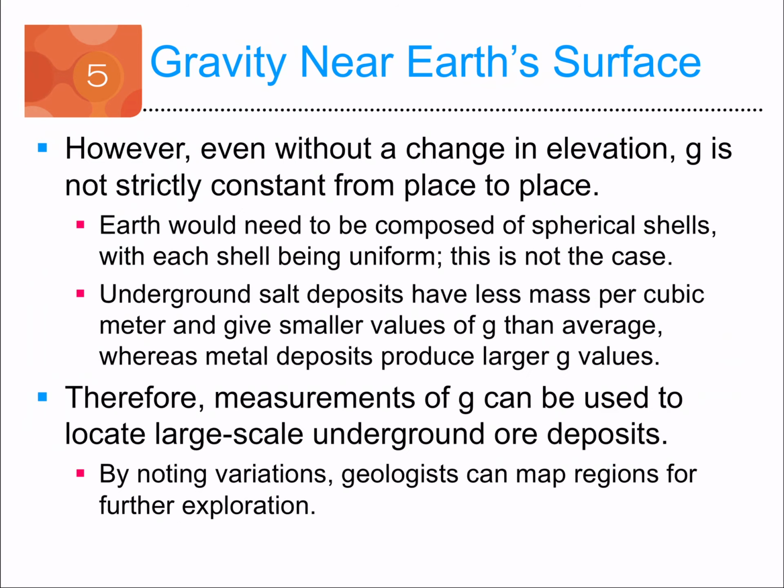Now, keep in mind that g is not strictly constant from place to place. In order for it to be constant from place to place, the Earth would have to be composed of spherical shells, with each one being uniform. We know that's not the case. Because there is a slight variation, we can use the measurements of g to help us locate underground ore deposits. So geologists use this to help them in their work finding these ore deposits.